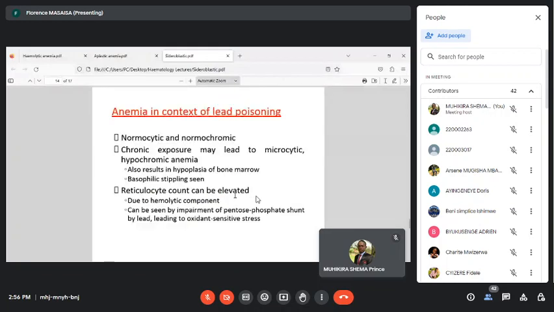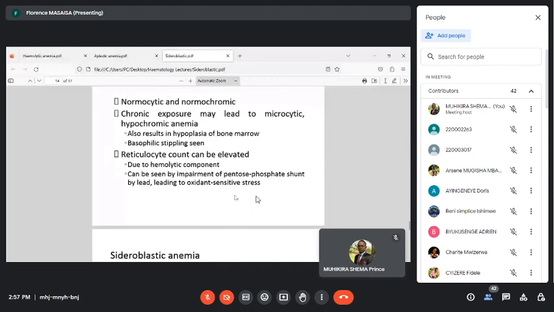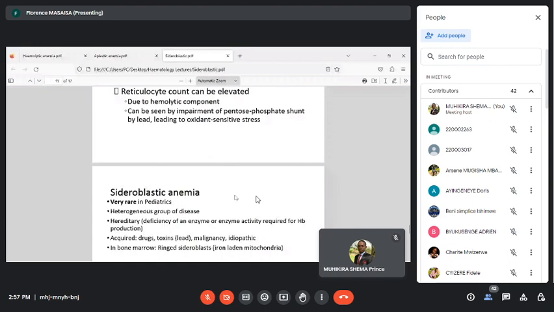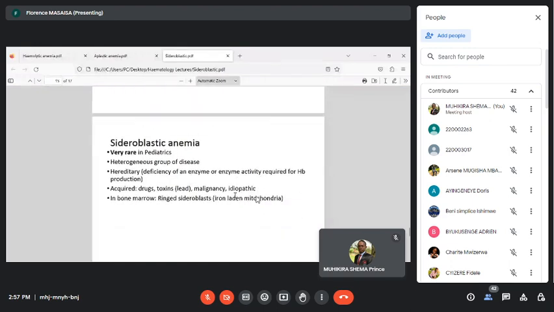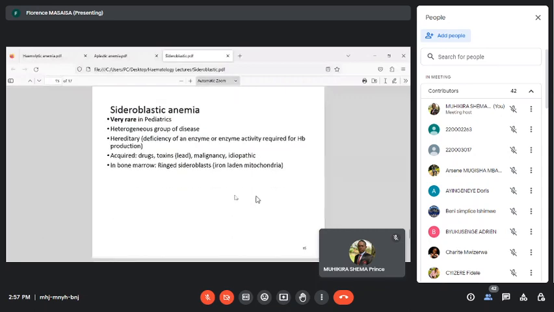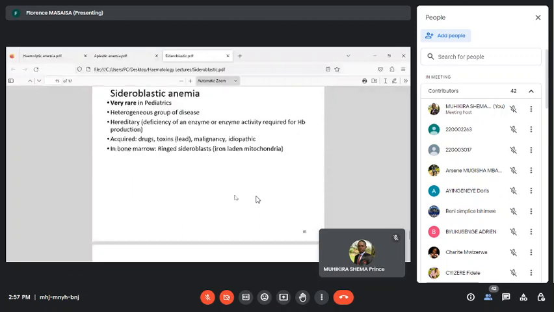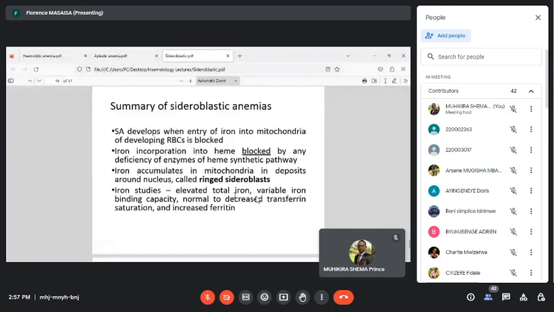Lead poisoning also causes the syndrome. The reticulocyte count can be increased or decreased. Then sideroblastic anemia is very heterogeneous. The mechanism is the same, either hereditary or it can also be acquired due to medication, toxin, and so on.